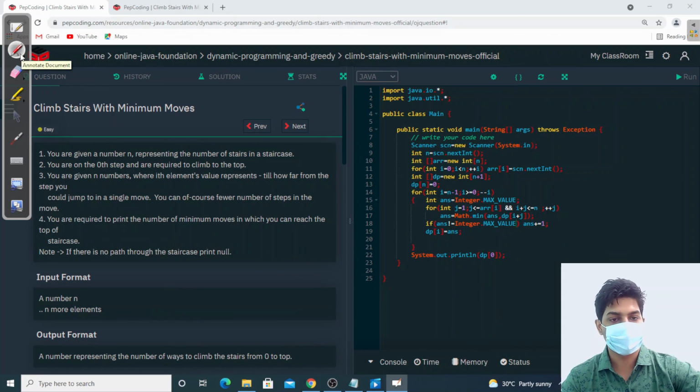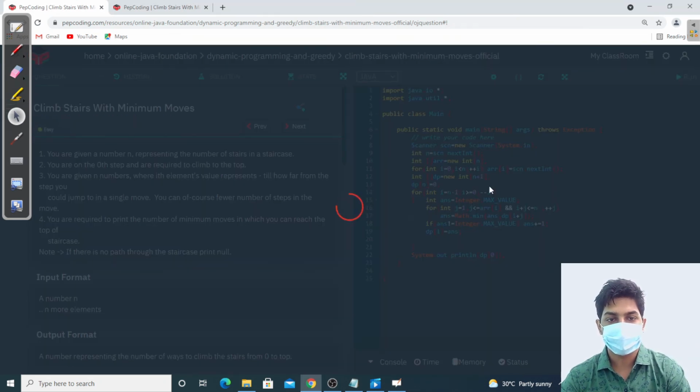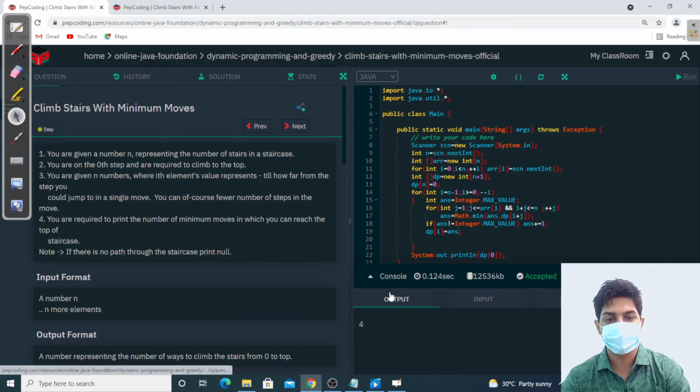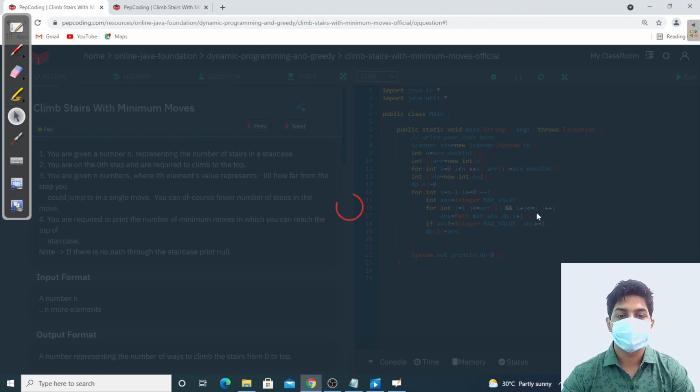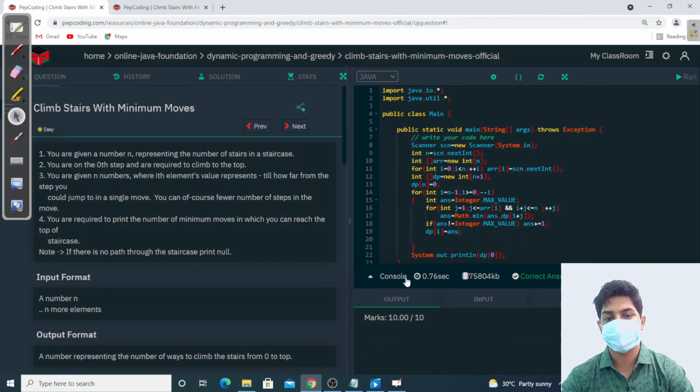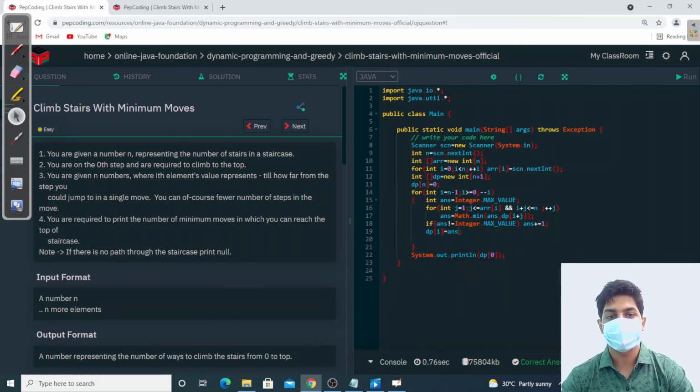Okay, now let's see, is everything correct? Let's try to run it and see whether it is correct or not. Let's see, it is giving the correct answer. Let's try to submit it. Let's see whether we are passing all the test cases or not. We are passing all the test cases. I hope you guys would have understood the solution.